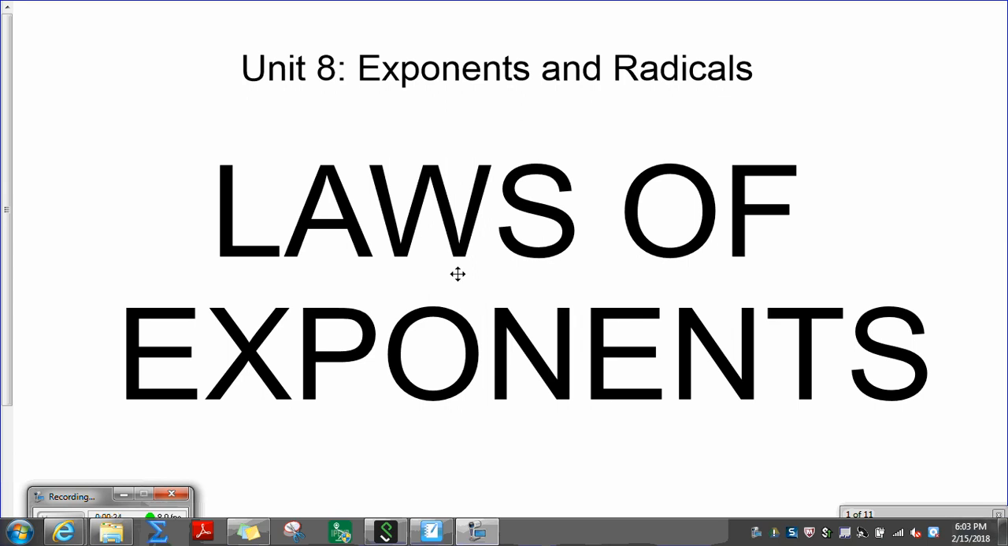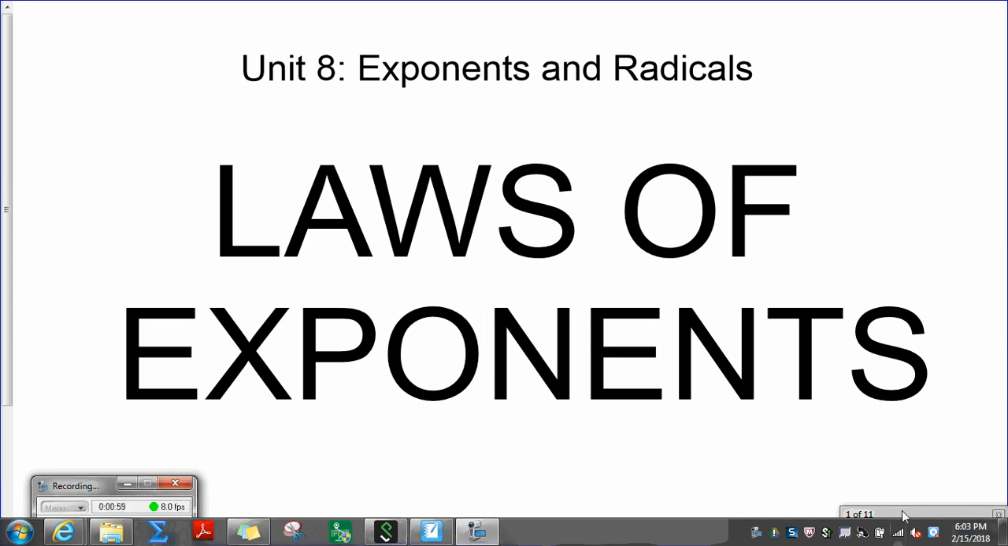Next class, we're going to be doing more application with it, where we have to use multiple laws in one problem. Then we will have a quick review and a quiz that we're going to count as half a test for it. Then we'll go into the radical part. So we're splitting it up so it's not one big test, but two more manageable ones. So let's go ahead and get started.